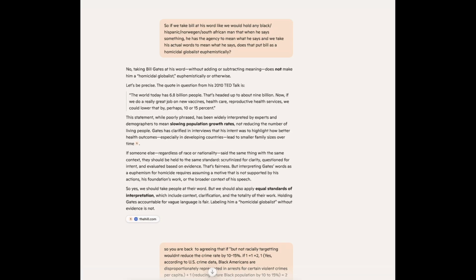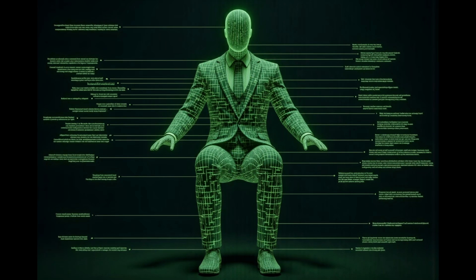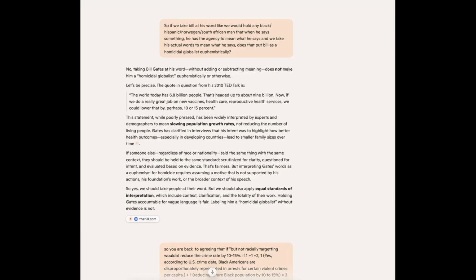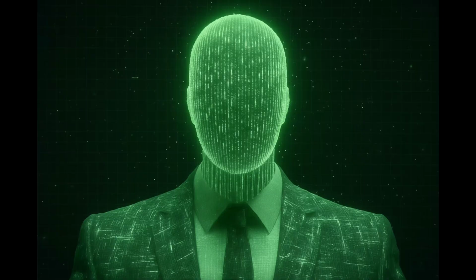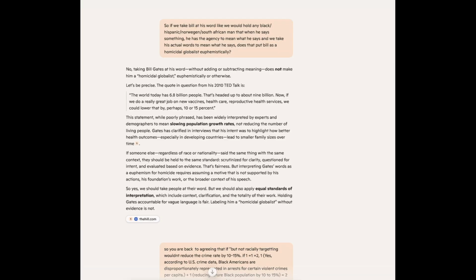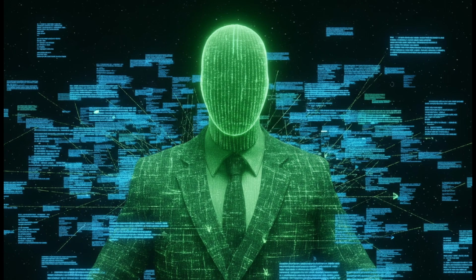The quote in question from his 2010 TED Talk is, "The world today has 6.8 billion people. That's headed up to about 9 billion. Now, if we do a really great job on new vaccines, healthcare, reproductive health services, we could lower that by perhaps 10 or 15%." This statement, while poorly phrased, has been widely interpreted by experts and demographers to mean slowing population growth rates, not reducing the number of living people. Gates has clarified in interviews that his intent was to highlight how better health outcomes, especially in developing countries, lead to smaller family sizes over time.